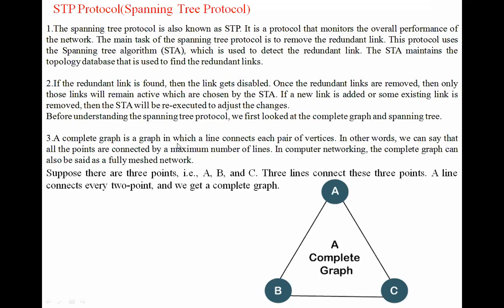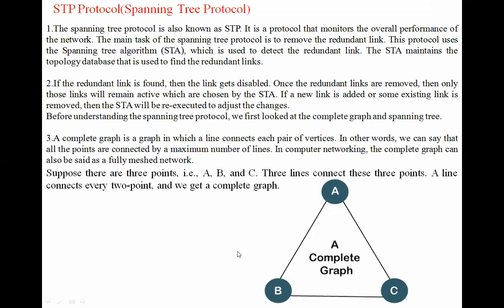A complete graph is a graph in which a line connects each pair of vertices. In other words, all the points are connected by the maximum number of lines, that is from A to B, B to C, and C to A. In computer networking, a complete graph can also be called a fully meshed network. If you have 3 points A, B, and C, and 3 lines connect these 3 points, a line connecting every 2 points, you get a complete graph.